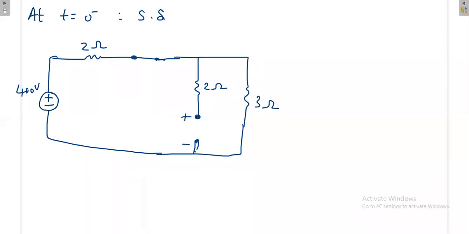Now what is the voltage here? That is V0 minus. What is the voltage across this open circuit terminal? Anybody? V of 0 minus. Tell me, how much? 400. 400. What about this resistance?